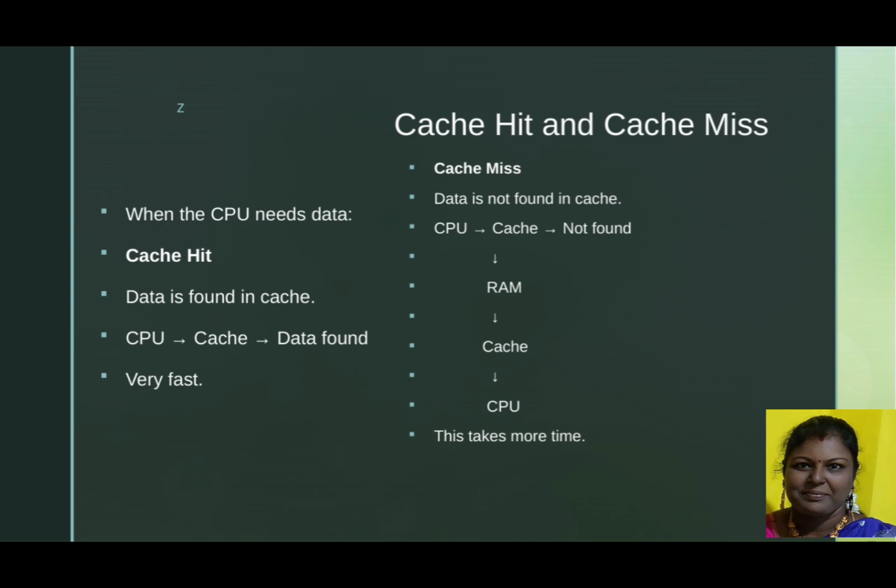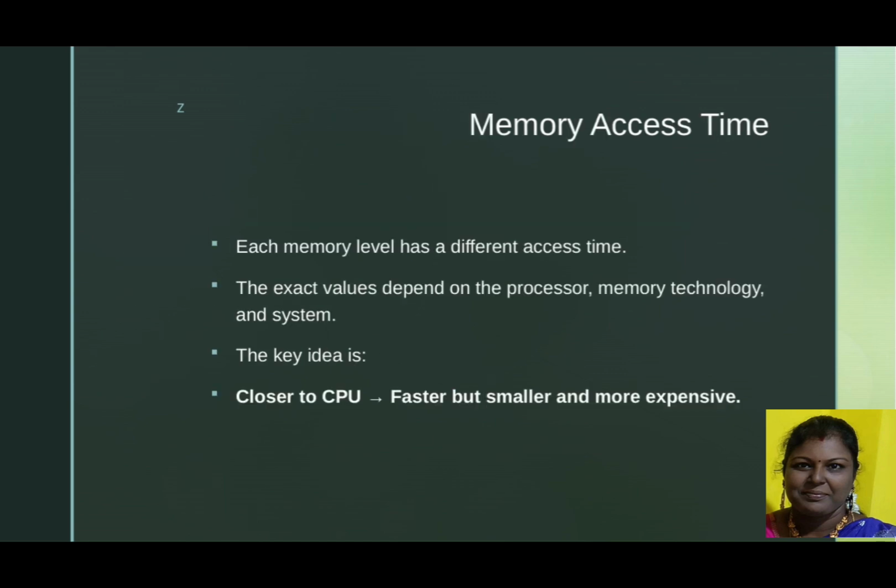When we talk about memory, one thing stands out: each level has its own speed. How fast you can access data depends on the processor, the type of memory, and the overall system design.